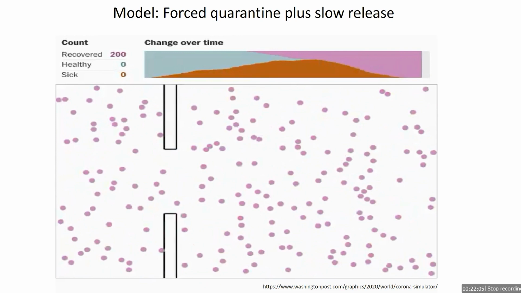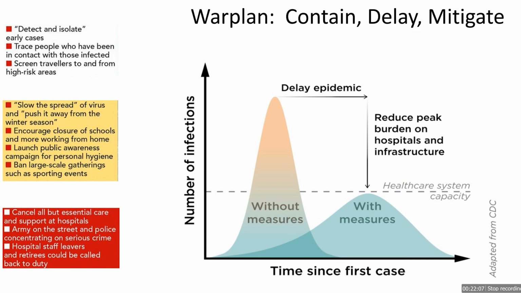So why do we need to flatten the graph? And I will explain this to you. If you look at the war plan, it says I need to contain, I need to delay, and I need to mitigate. So what it says is that if I do no measures, you can clearly see in this graph on the left-hand side, without measurements, there's a line that is where the healthcare system capacity lies. Anything over that is when people are coming in and overburdening the system, and most of those people will die because there is no help for them.